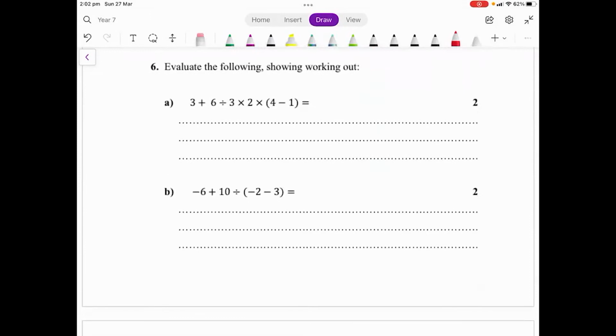Next question is order of operations. We do one thing at a time. So we start with the brackets. 4 minus 1 is 3. Everything else stays the same. Next we do the division. 6 divided by 3 is 2. Everything else stays the same. 2 times 2 is 4. Everything else stays the same. 4 times 3 is 12. Everything else stays the same. And finally, 3 plus 12 is 15.